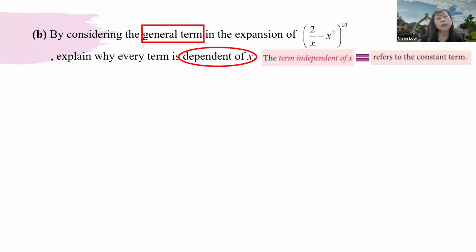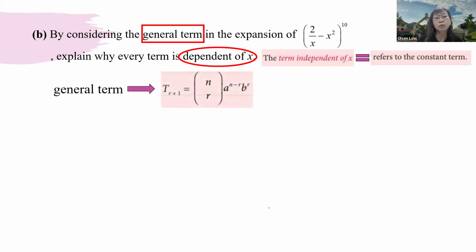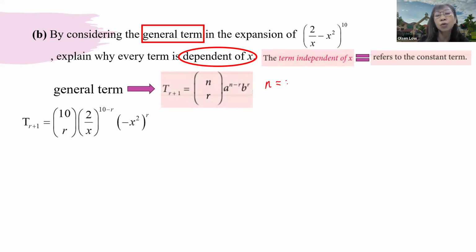Now, the other thing that you need to take note of is the general term. In the formula sheet earlier on, you will see this. Earlier on, we have already written down, so let me also write here, n is equal to 10, and then our a is 2 over x, and our b is actually negative x squared.